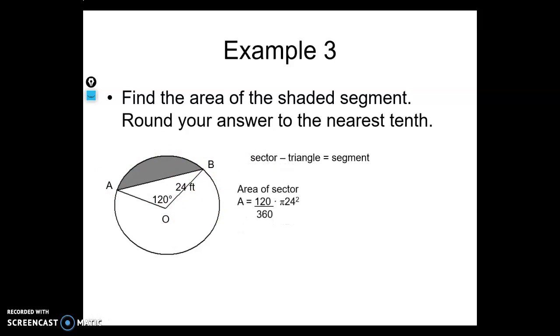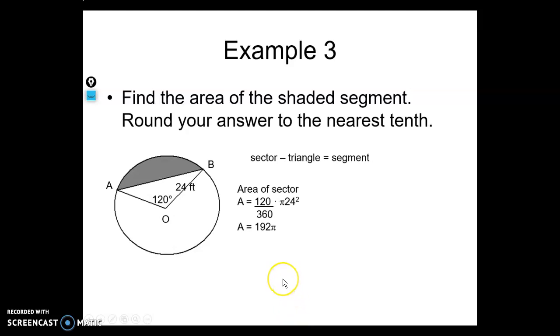Area of a sector. Remember, it's the part of the circle, 120 over 360, times the area of the circle, which is pi r squared in this case. If you reduce 120 over 360, that's just 1/3. 24 squared is some big number, but it all simplifies down to 192 pi. You don't want to put the pi key in your calculator here. It would just get really sloppy. You want to wait till the very end to put the pi key in your calculator.